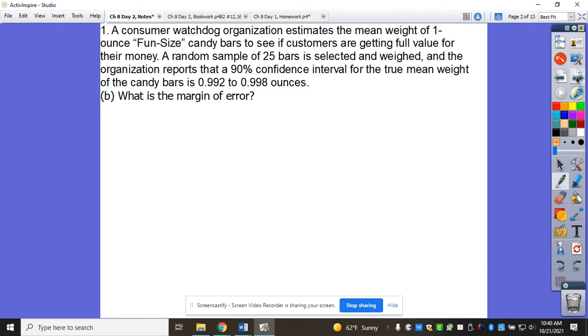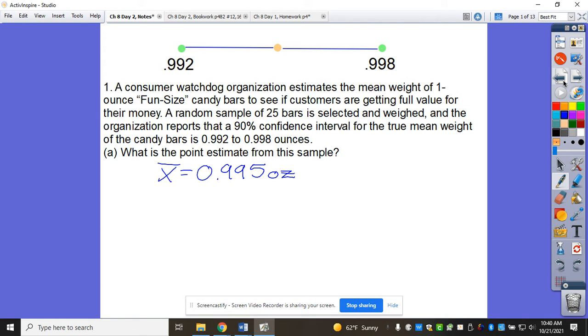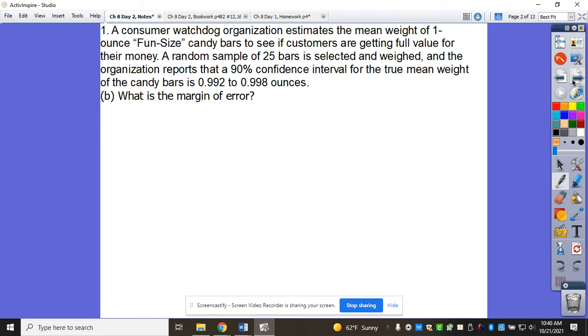Alright, so part B says, what is the margin of error? Well, where up there is the margin of error? The blue lines. And it's each way. So how far is this blue line? 0.003 ounces. So what is my margin of error? 0.003 ounces.